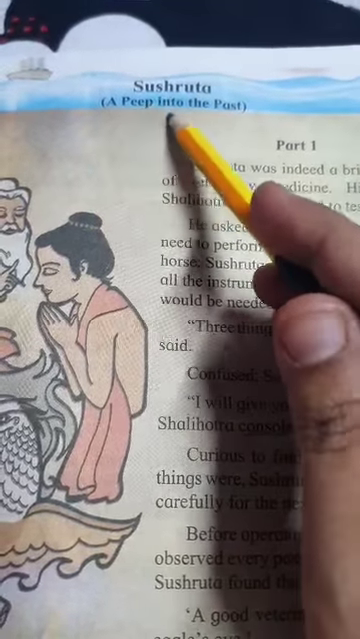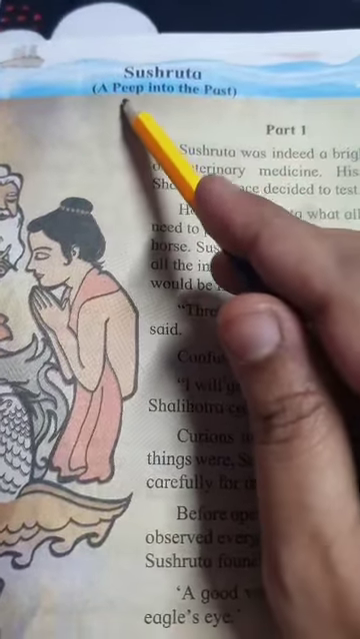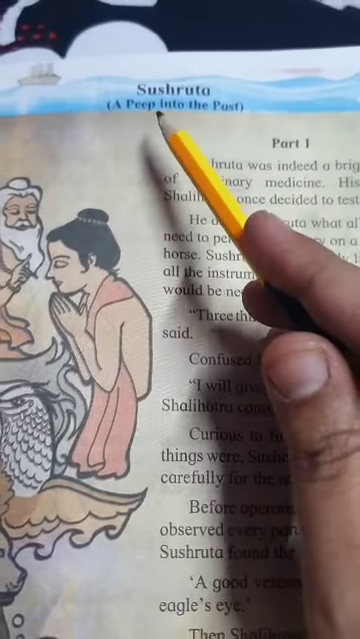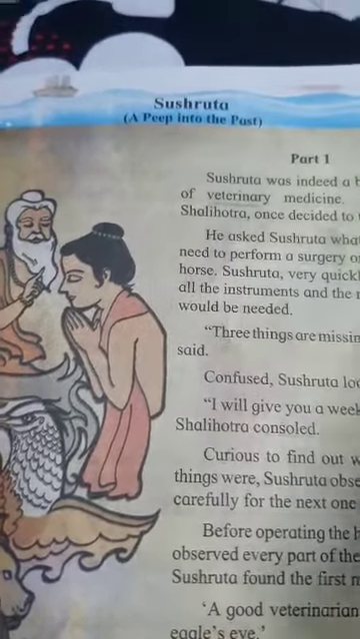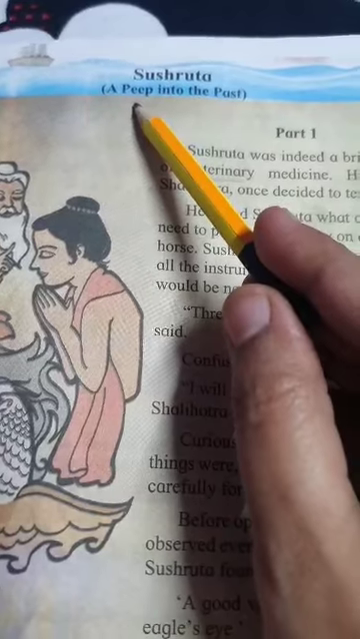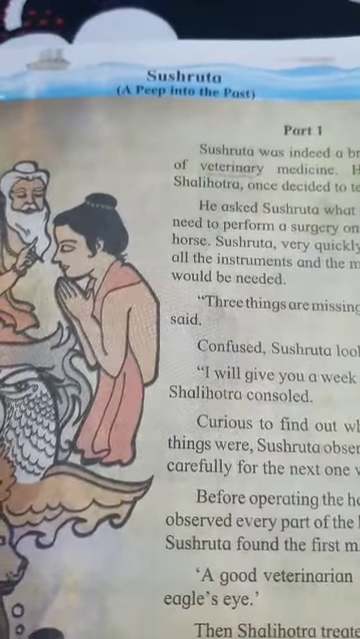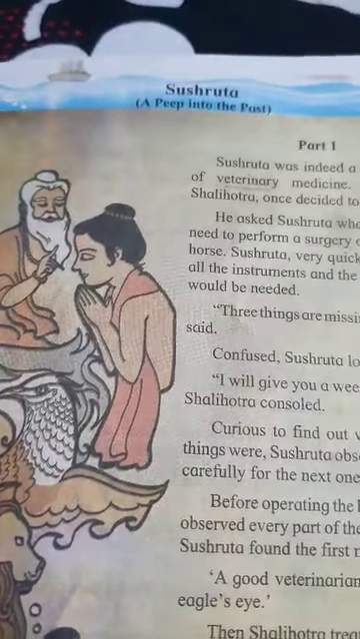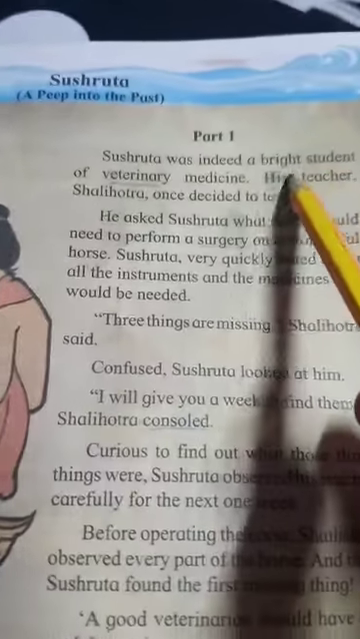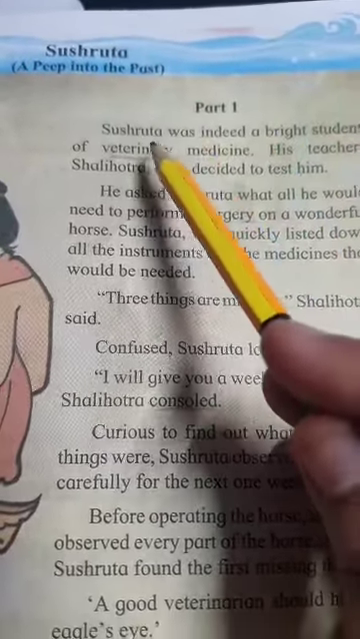Sushruta, a peep into the past. What do you mean by peep? Peep means to see inside, to look into something. Into the past. Past means the time which has already gone. Part 1, page number 64.